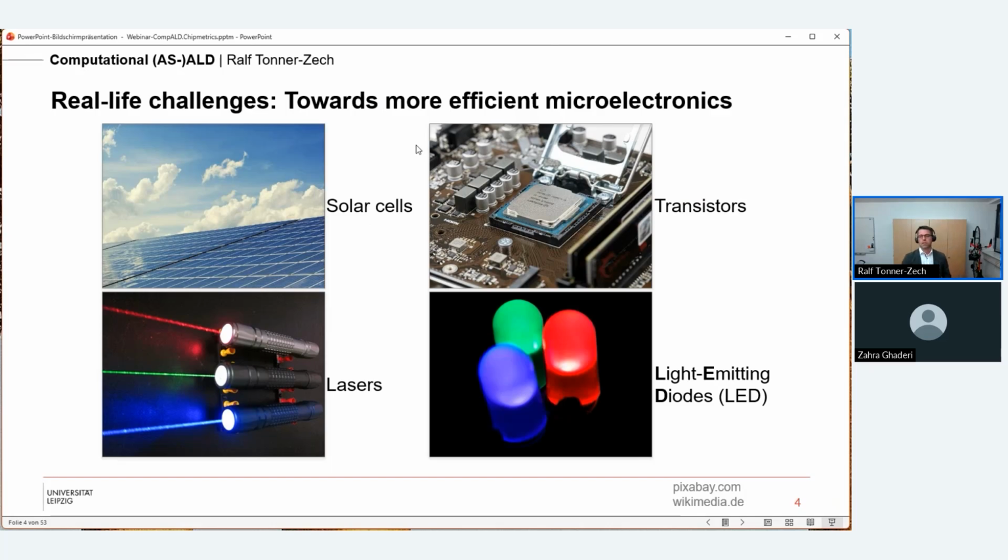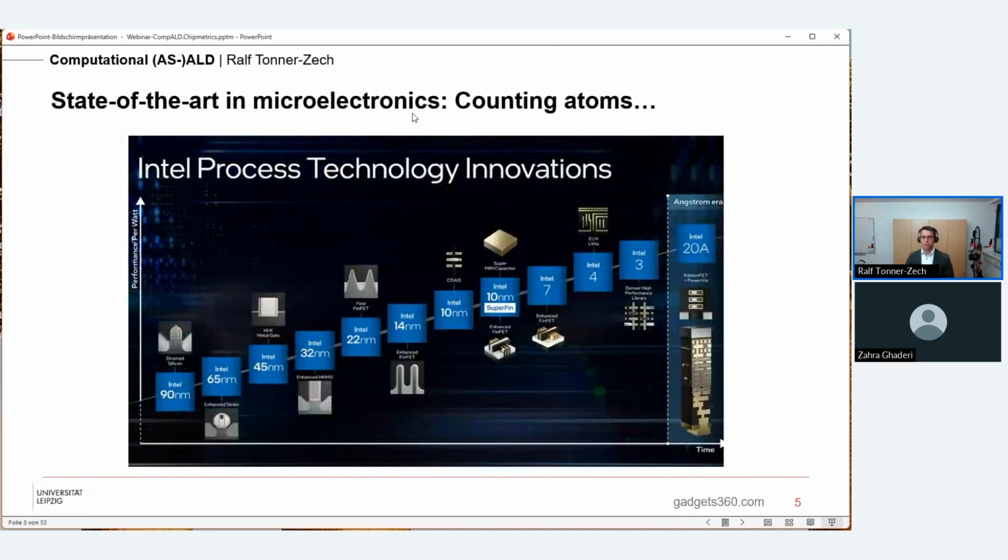more efficient solar cells, smaller transistors to get smaller devices, more efficient lasers, more efficient LEDs. That is something which is driving sort of the progress in human technological development. And one of the key factors which is behind this is moving towards more efficient microelectronics, and that usually means smaller microelectronics. So this is one of the many possibilities to visualize what I mean with that.